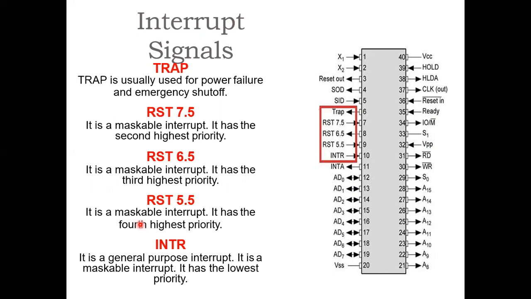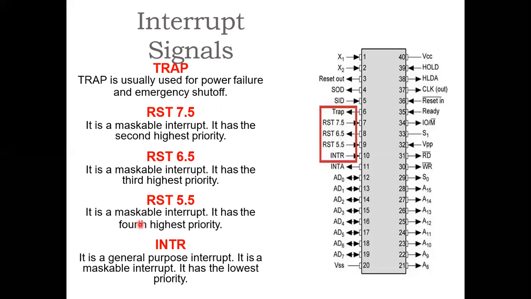Okay, in interrupts we have different priority levels. TRAP is the highest priority. Then RST 7.5 is the next priority level, then 6.5 next, then 5.5 and INTR. TRAP is usually used for power failure and emergency shut off. Then RST 7.5 is a maskable interrupt, and it has the second highest priority. The next one, RST 6.5, is a maskable interrupt with the third highest priority.